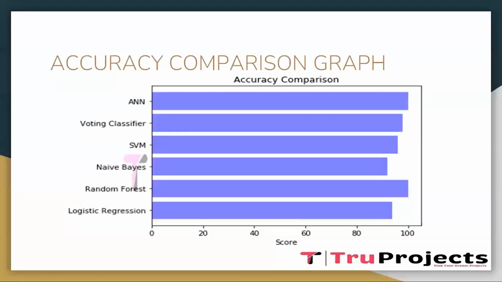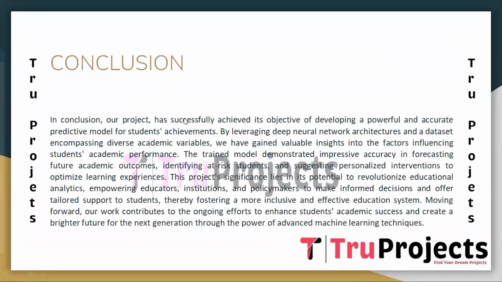And this is the accuracy comparison graph, where the x-axis represents the score of each accuracy for each algorithm, and the y-axis represents the algorithm's name that we used in this project. And in conclusion, our project has successfully achieved its objective of developing a powerful and accurate predictive model for the students' performance by leveraging the deep neural network architecture and a dataset encompassing diverse academic variables.